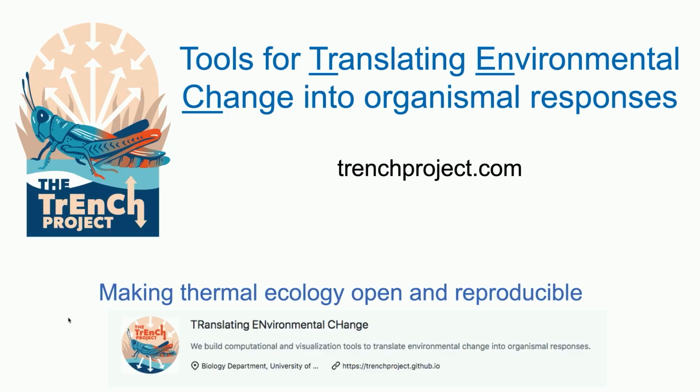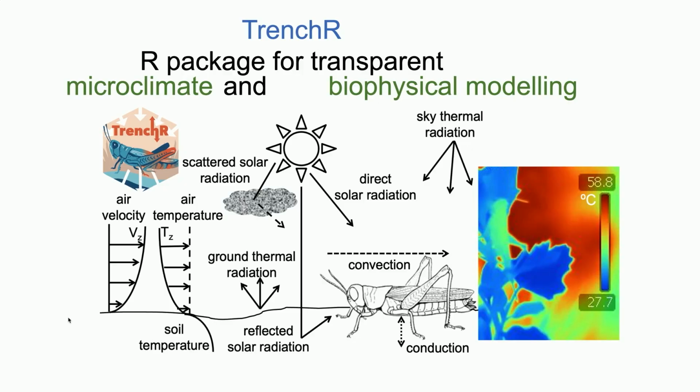So my lab runs what we call the TrEnCh Project, so tools for translating environmental change into organismal responses. And this is an open science resource trying to make thermal ecology open and reproducible, trying to give more people the tools so they can really understand how organisms are experiencing climate change and how they might respond. And all this stuff I'm going to talk about today is up on our GitHub site, so I would welcome anyone to check it out, pull down our data, use it, adapt it, whatever works.